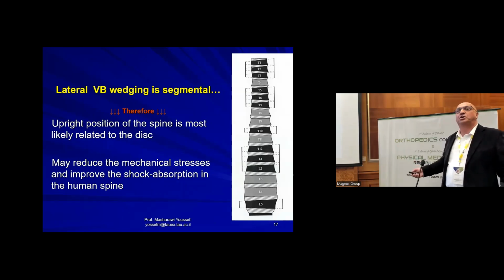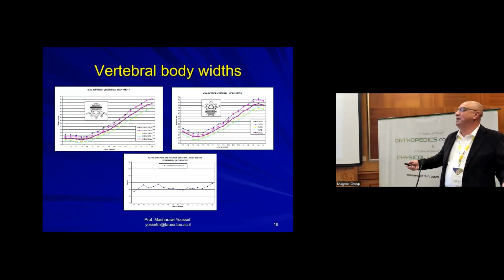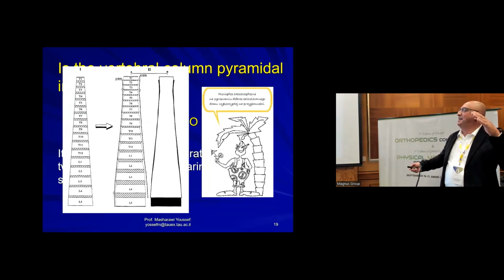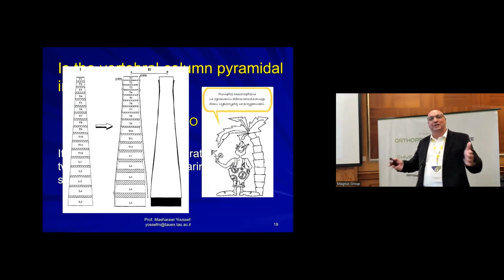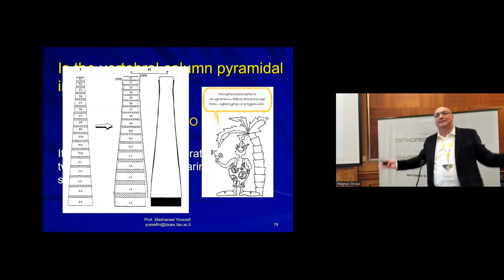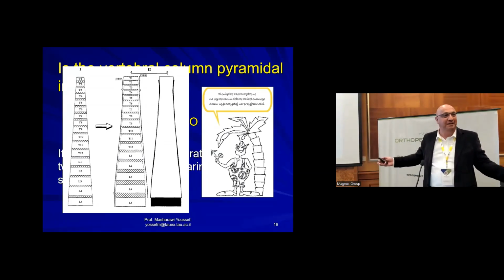For example, did you know that the spine is not really pyramidal in shape? We keep saying pyramidal shape. It's not a pyramidal shape. It's a trapezoidal aspect, and it shows in many aspects of it. You can see it also. It's like an Ermite configuration. So it has a lot of trapezoidal shape, which is good for spinal mobility as well as spinal stability.